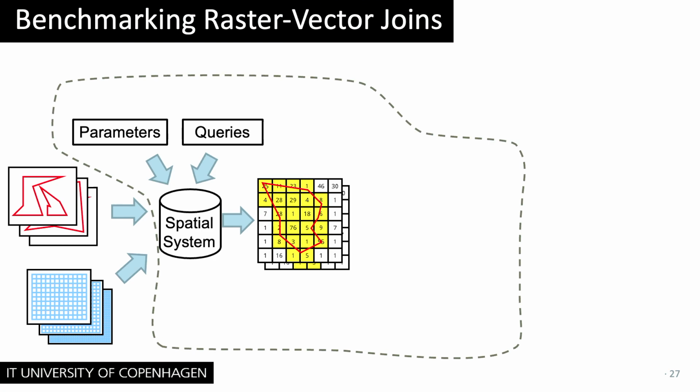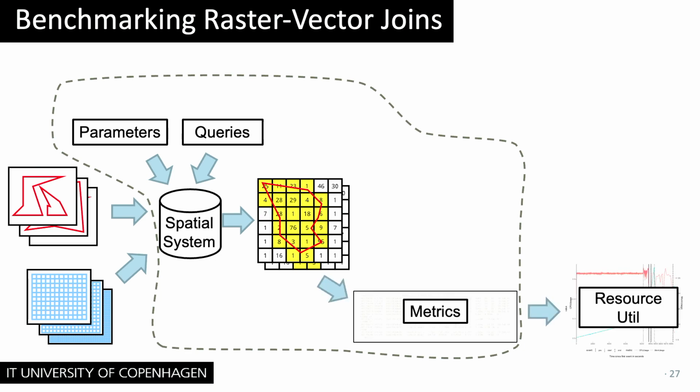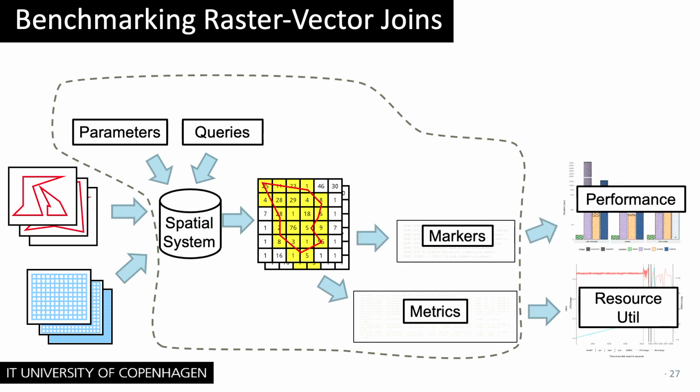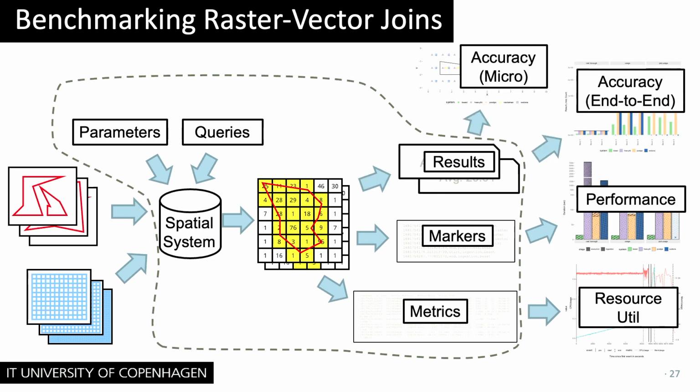Finally, the benchmark framework runs the benchmark based on the specified input. During the run, it records metrics that capture resource utilization and markers that capture the runtime of different stages in the execution. Furthermore, the framework gathers the results of the queries produced by the different spatial systems in order to perform an accuracy analysis. This is necessary because systems might lose accuracy in the process of converting raster to vector data, or vice versa.